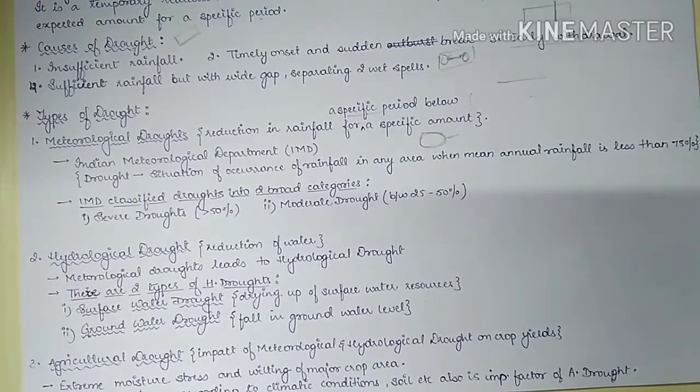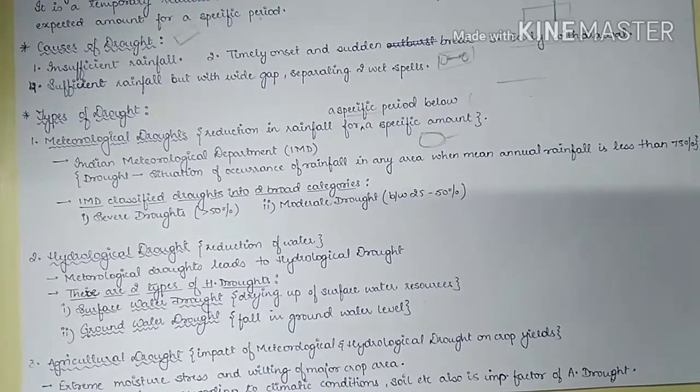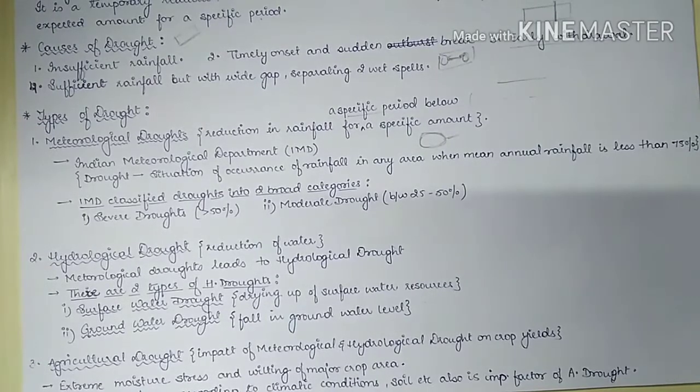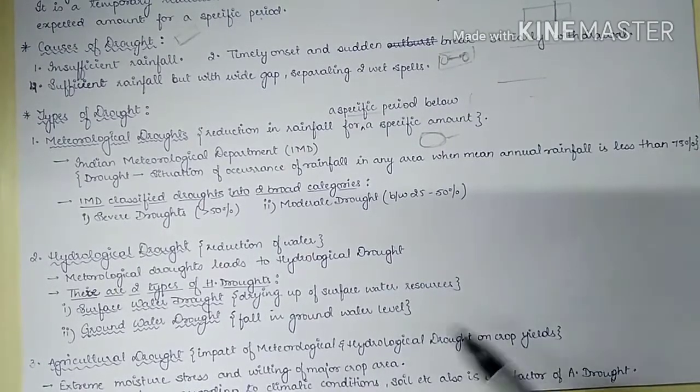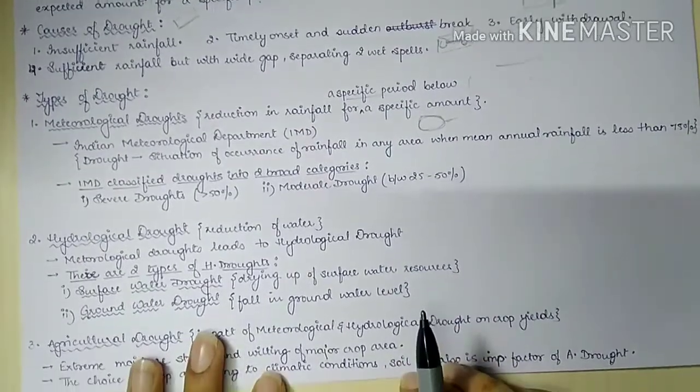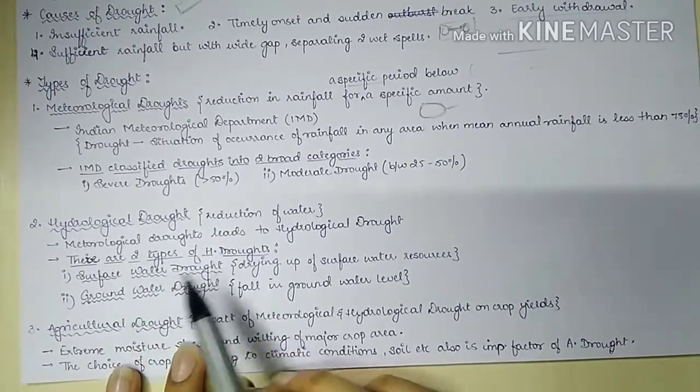Then next is groundwater drought. Groundwater drought is associated with a fall in the groundwater level. It happens because of excessive pumping of groundwater without compensatory replenishment. Because of this, we have an irreversible reduction in groundwater level for a specific period of time. So this is known as groundwater drought.